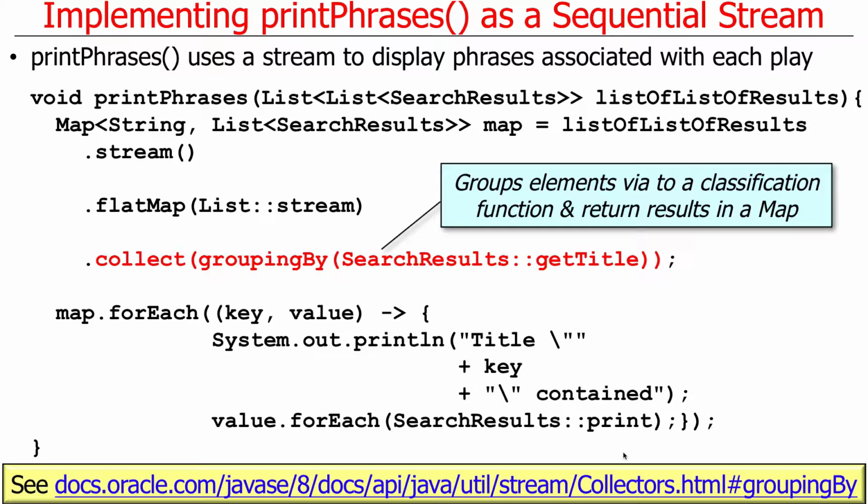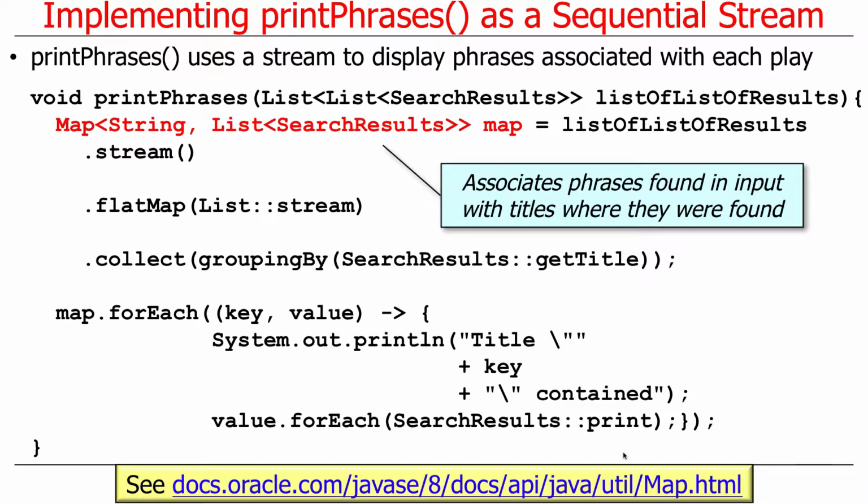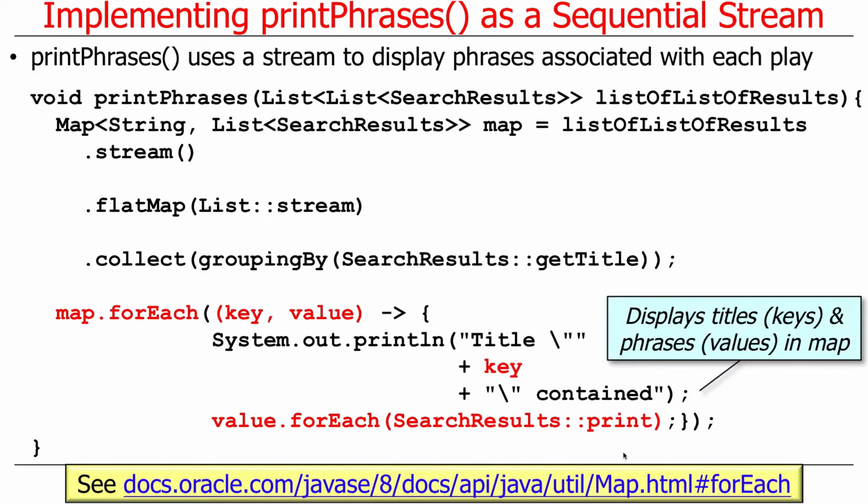Now that we're done with this, we've got ourselves a map. And now for each entry in the map, each key-value pair in the map, we go ahead and print out the key, which is the title, like Hamlet, the Tragedy of Denmark, or Macbeth. And then we go ahead and print out each of the search results, which is basically the list of phrases that corresponded to that title.